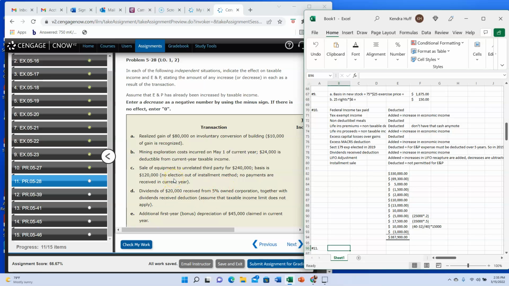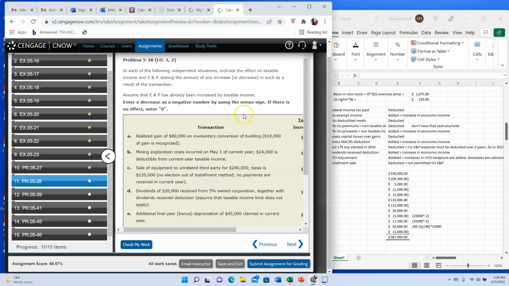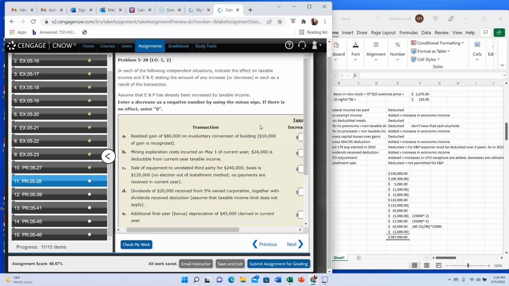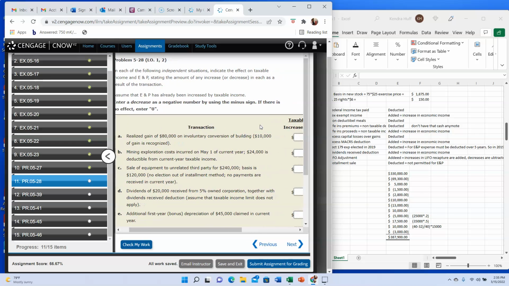In each of the following independent situations, indicate the effect on taxable income and E&P, stating the amount of any increase or decrease in each as a result of the transaction. Assume E&P has already been increased by taxable income. Enter a decrease as a negative number by using the minus sign. If there is no effect, enter 0.